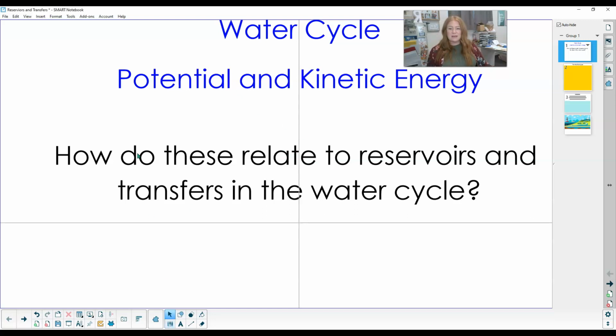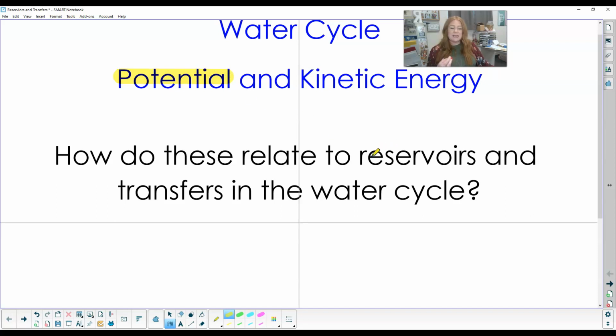Well, potential energy is that energy that is stored and it's resting there. So you'll find that in reservoirs. Every time you see a reservoir in the water cycle, that is going to have potential energy. And then we have kinetic energy, that's our energy in motion.